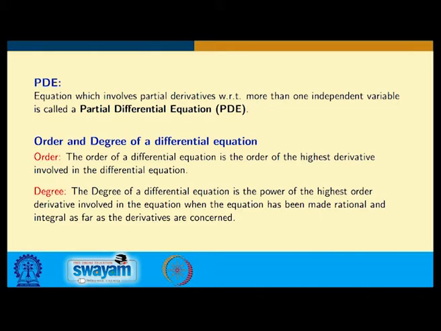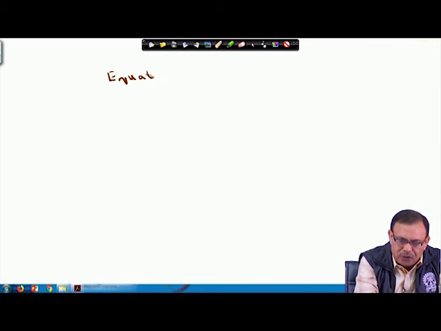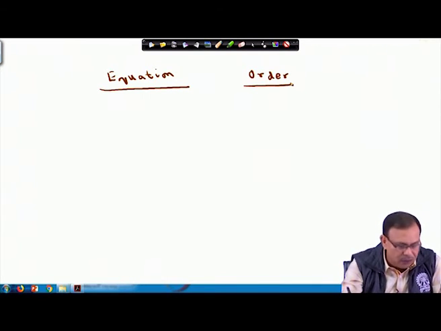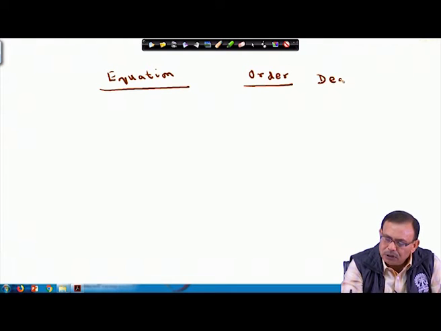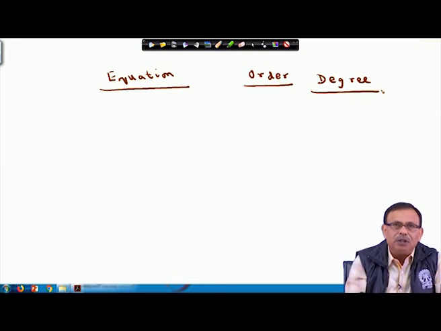So, let us see some examples. Let me just make it like this. I will show you the slide also. Some equations we will write down, and we will try to find out what will be the order and what will be the degree of that particular equation.